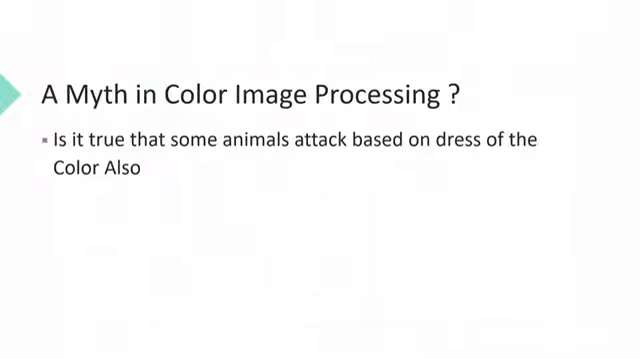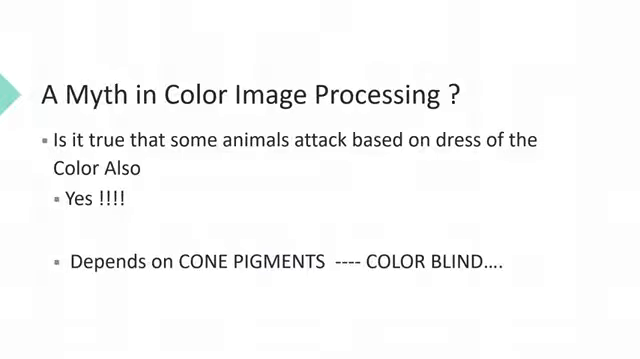Next, a myth in color image processing. A big question has arisen from the olden days: is it true that some animals try to attack human beings based upon their color codes or color dresses? Yes, the answer is yes. Why does it happen? It mainly depends upon the cone pigments. As I already said, red, green, and blue pigments are available in the human eye anatomy.